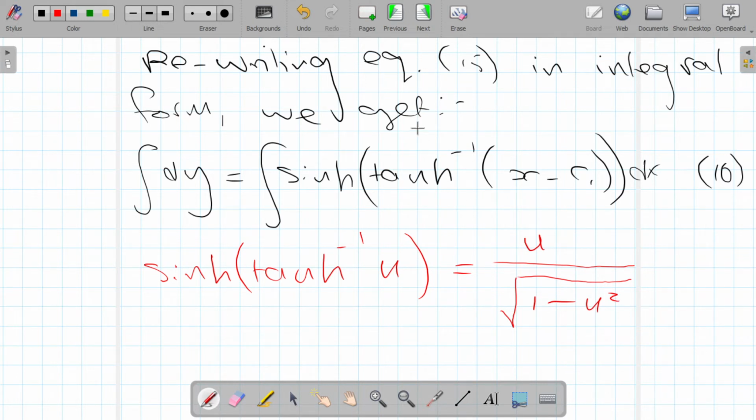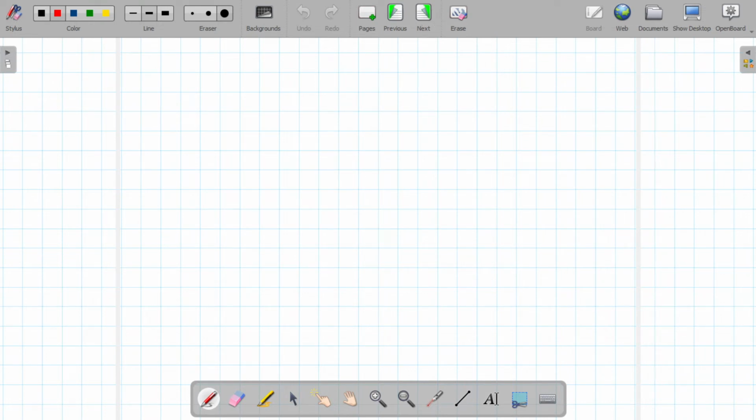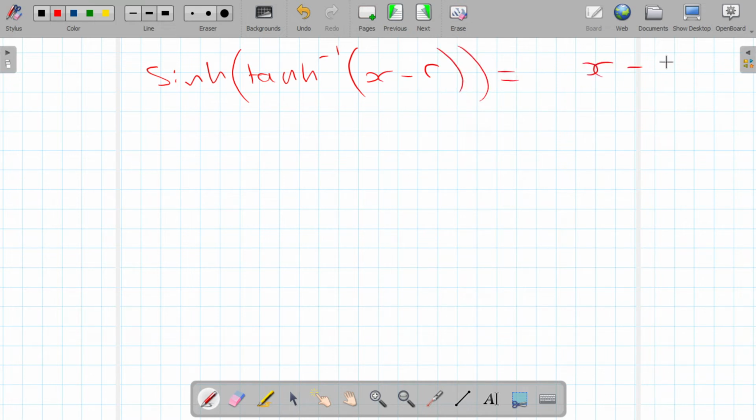This means that if we go on to the next slide, we've got shine of the inverse hyperbolic tangent of x minus c is equal to x minus c all divided by the square root of 1 minus x minus c all squared. Right? So that's what we've got there.